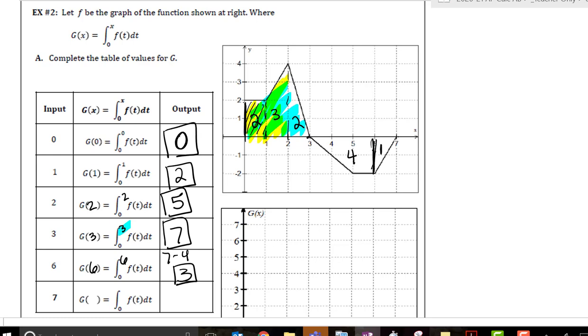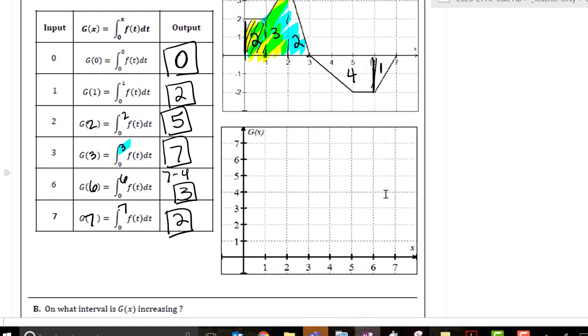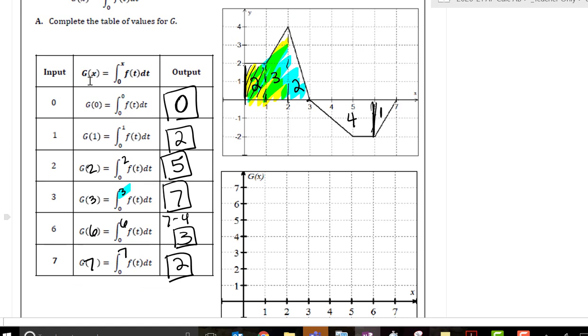Then for that last value, that's 7, you're also including that negative 1, which gives me an area of 2. All this means is that we can start pulling this all together to start getting an idea of what our function looks like.